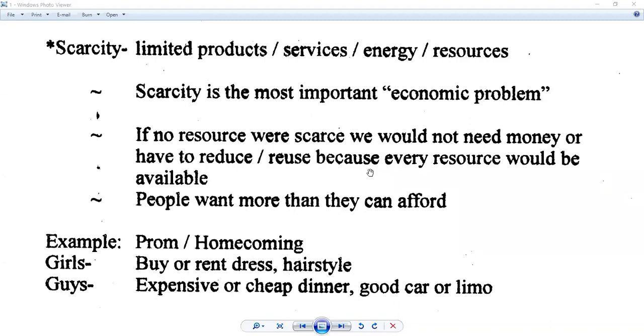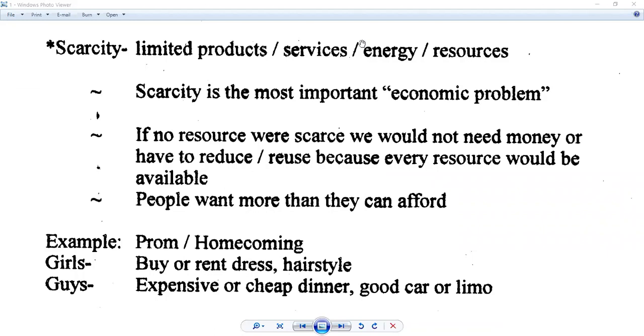Scarcity is the idea that we have limited products, limited services, limited energy, limited resources, limited money, and most importantly for you, probably limited time. All of you made a decision to come to school today, right? You could have slept in, you could have gone to the beach. Because you have limited time, because you can't be in more than one place at one time, you had to make an economic decision.